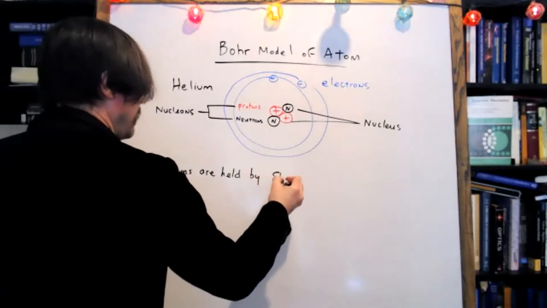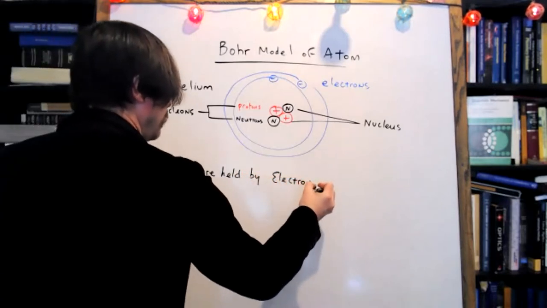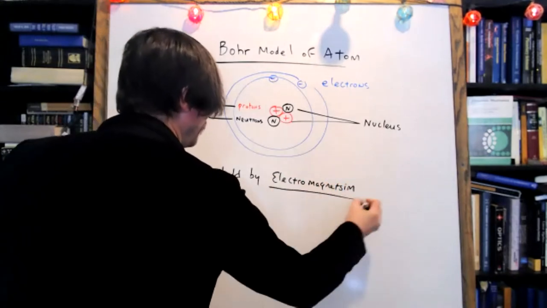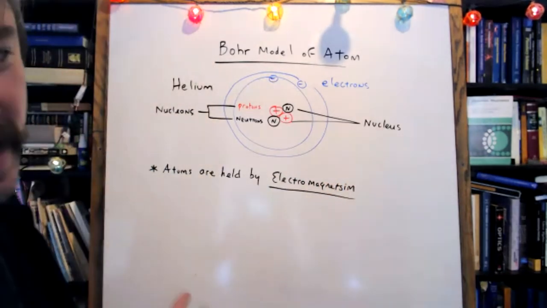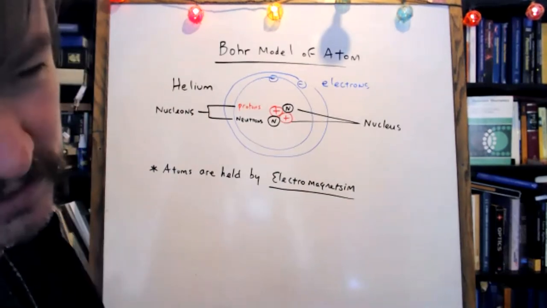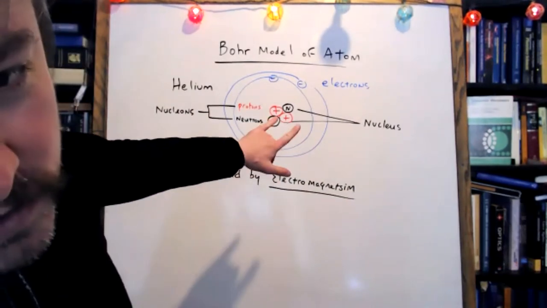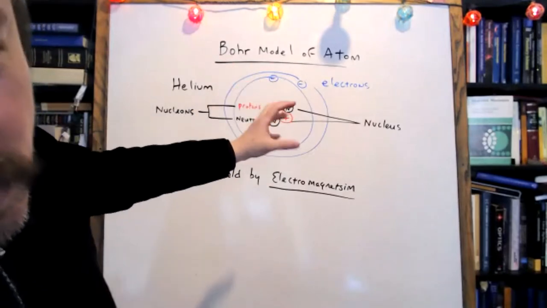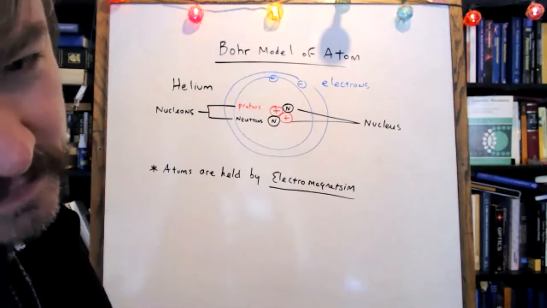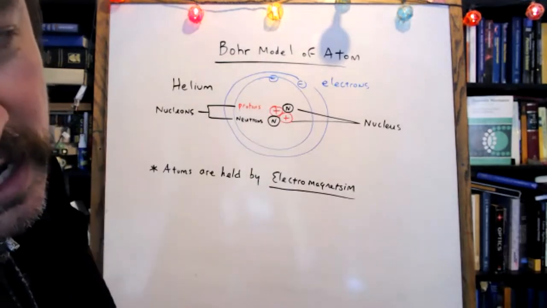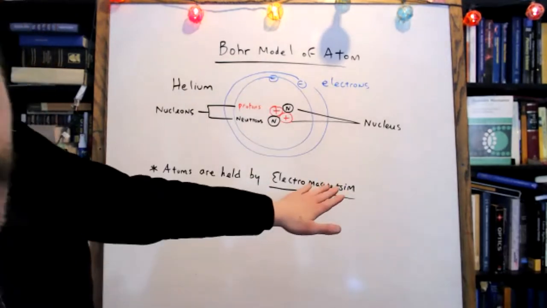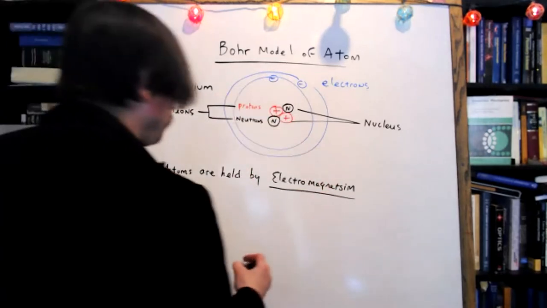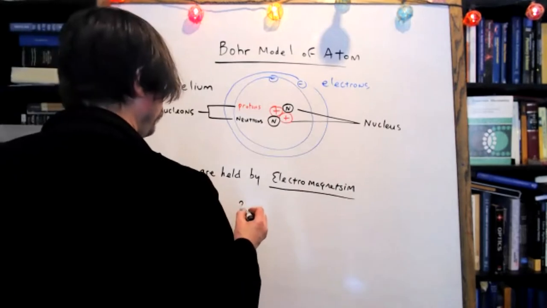Atoms are held together by electromagnetism. Electromagnetism is a fundamental force of nature, just like gravity. But it governs the world of positive and negatively charged particles. It actually sort of holds atoms together, not entirely, but sort of. It turns out that electromagnetism is also the basis of light as well. How does electromagnetism work?